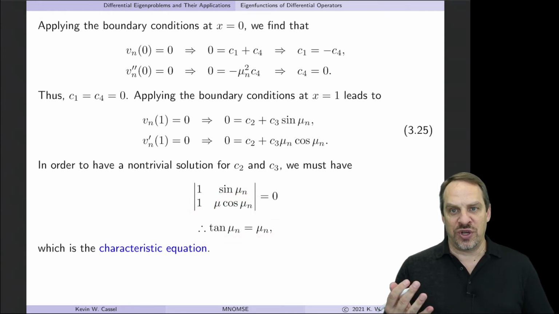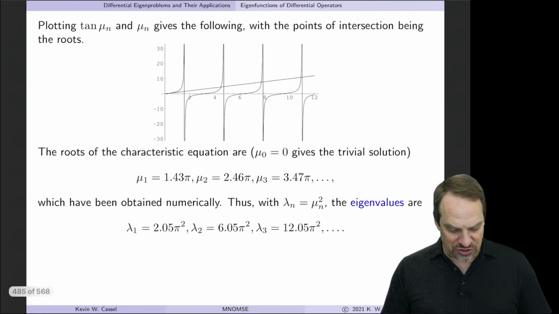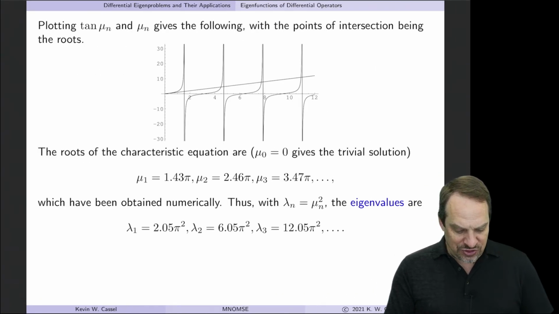That's our characteristic equation. As always, it's a transcendental equation. We expect to have an infinity of roots of our characteristic equation. So let's see what that actually looks like by graphing it. So this straight line here, that's mu.